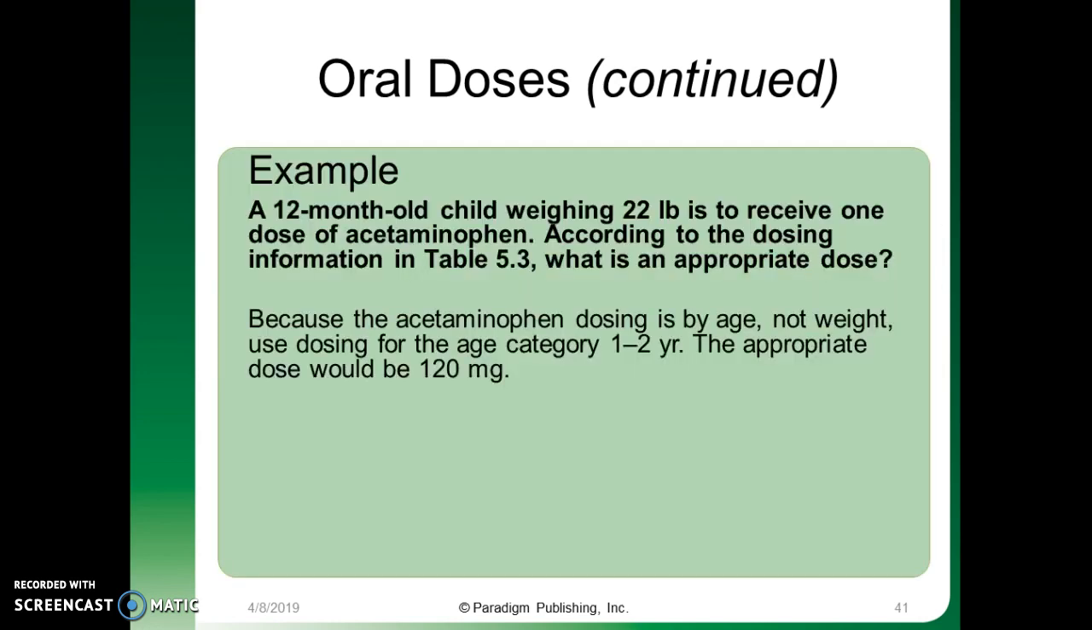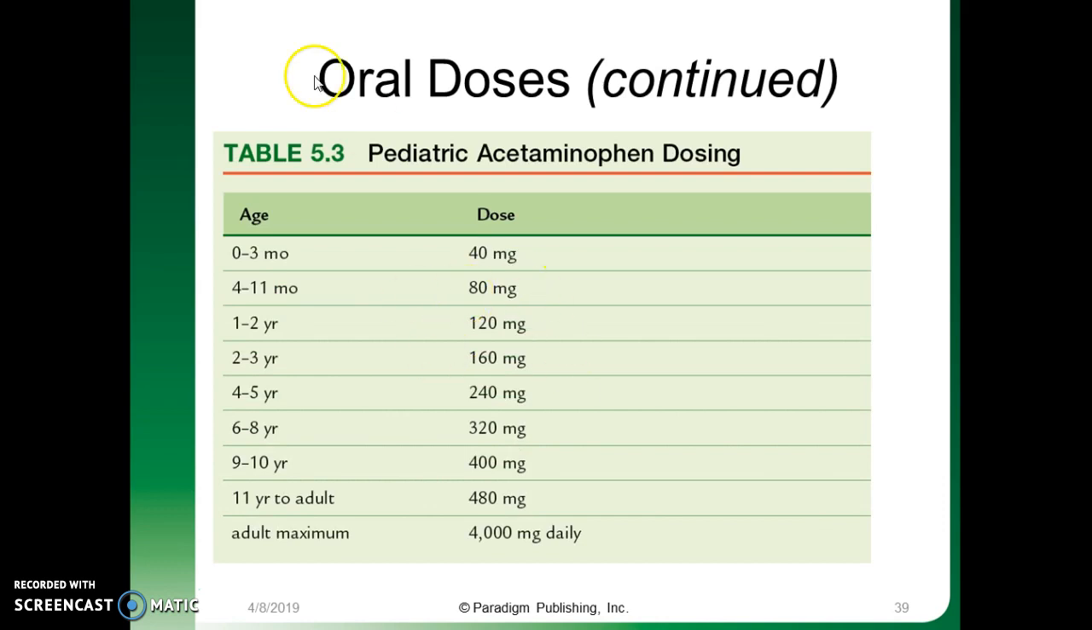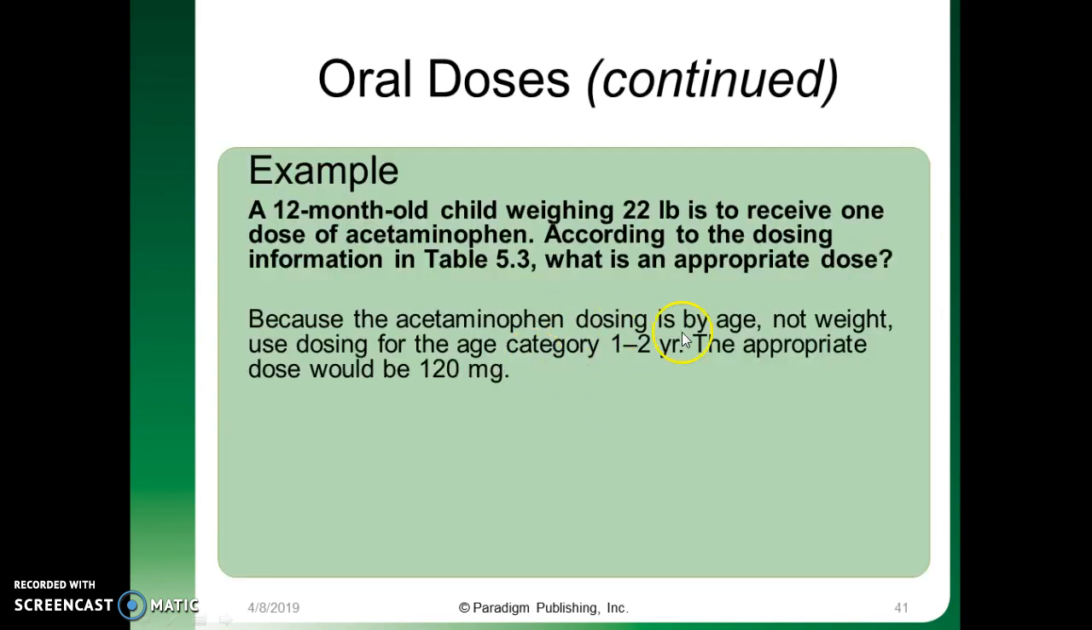So using these two tables, let's try to figure out these next examples. A 12-month-old child who weighs 22 pounds is to receive 1 dose of acetaminophen. According to the acetaminophen chart on table 5.3, what is the appropriate dose? So again, the patient is 12 months. If we look at the pediatric dose, 12 months would be around the 1 to 2 year range. So that would be 120 milligrams. So that would be the appropriate dose.